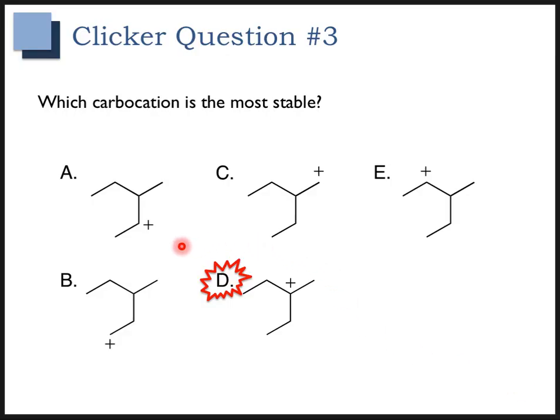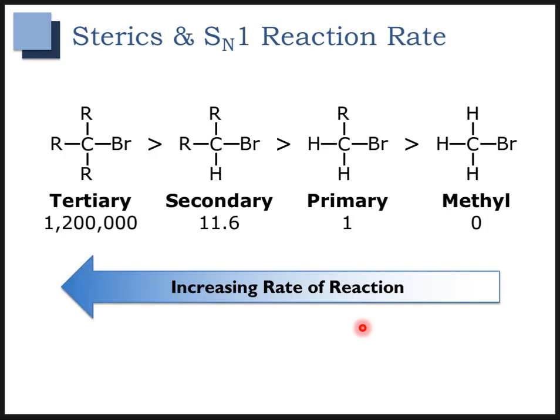Okay, hopefully you remembered that the tertiary carbocation here is going to be the most stable. And this is going to help us when we're talking about SN1 reaction rates. Now with SN1 reactions, remember that the first step in the reaction is that leaving group falling off, right? So what you see is that tertiary substrates are actually going to be better for SN1 reaction rates, because once that leaving group falls off, you have a more stable carbocation.